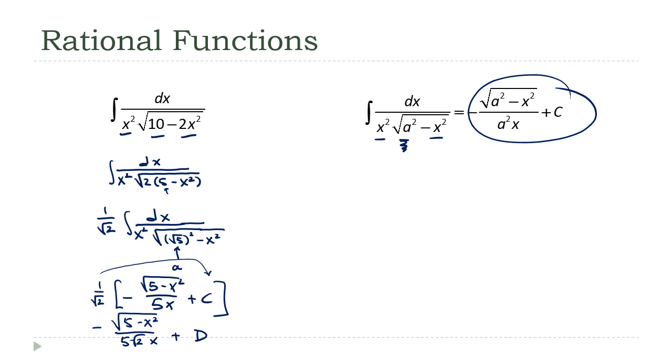Okay, now technically we're not quite done yet because of that square root of 2 in the denominator. We really need to rationalize this, and if we do, this is going to become negative square root of 10 minus 2x squared over 10x plus that constant d. And you notice how that 10 minus 2x squared crept back into the answer, right? And you'll see as we go along, it's not uncommon for that to happen when we're looking for these kinds of indefinite integrals.